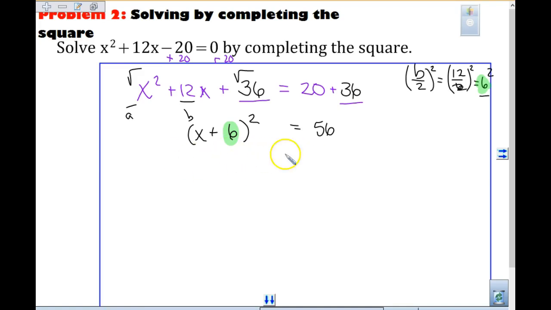This is kind of our vertex form. Remember when we did those equations? If I would have asked you to find it in vertex form, this is almost in vertex form, okay?